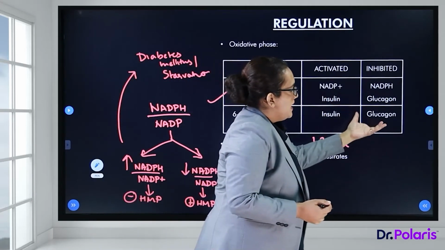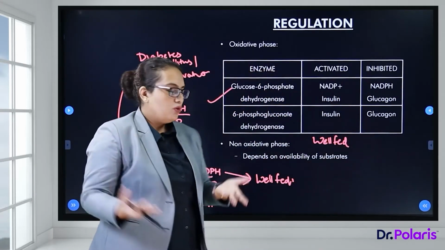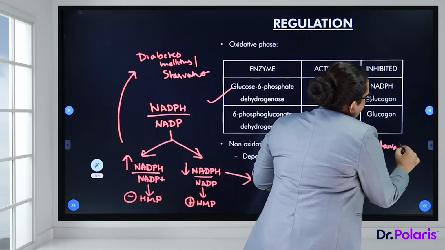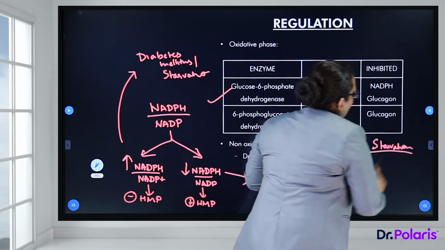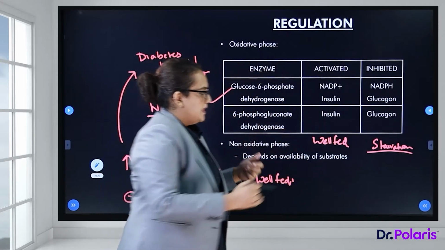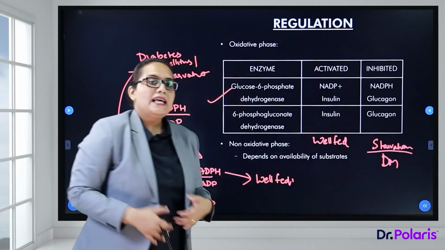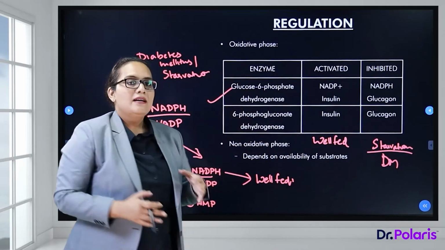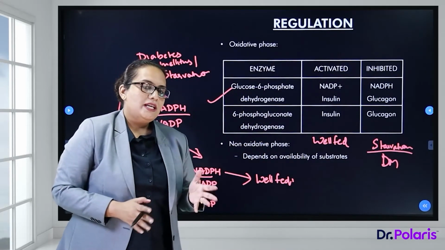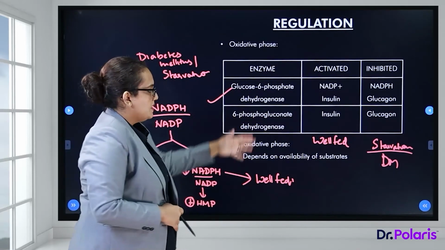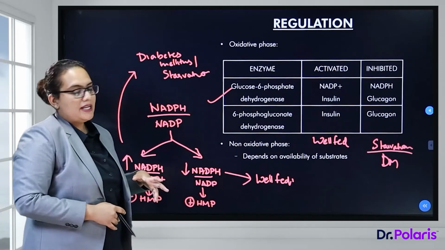Whereas glucagon, it's a hyperglycemic hormone. Glucagon is released especially during starvation. So even in diabetes mellitus, glucagon can inhibit those two enzymes, leading to the inactivation of the HMP pathway in starvation. So this was it about the oxidative phase regulation.